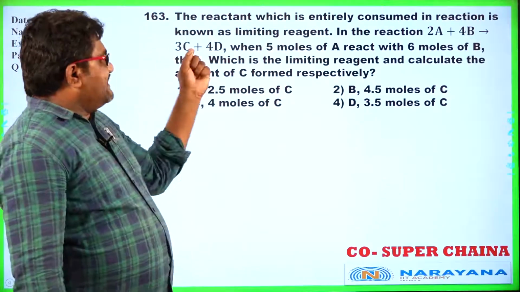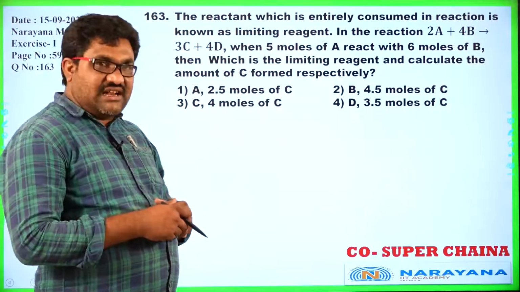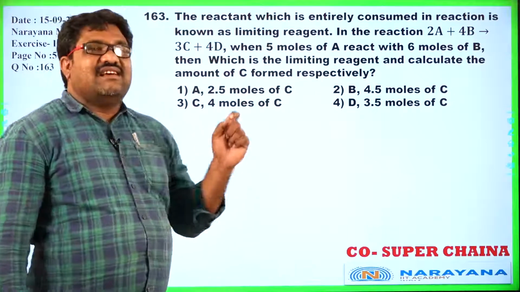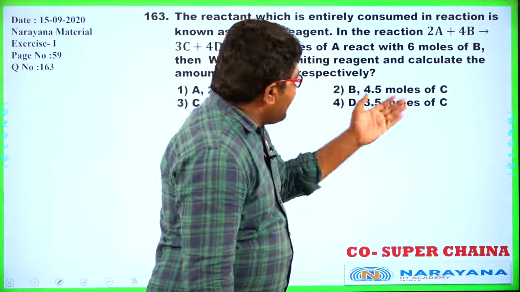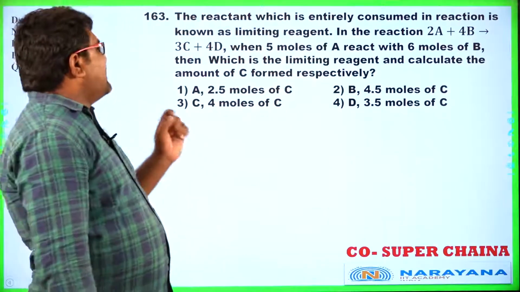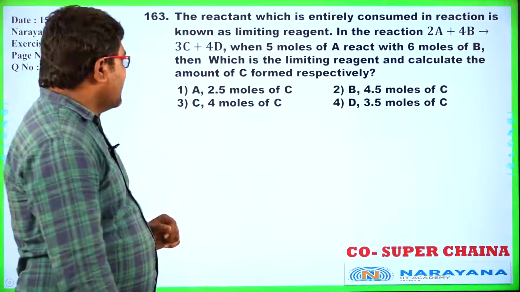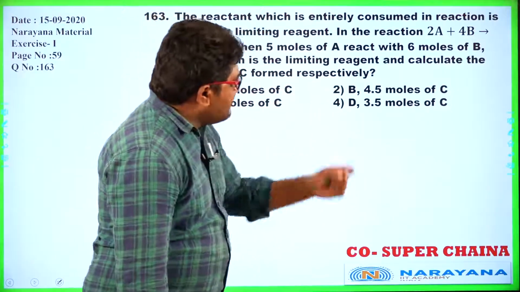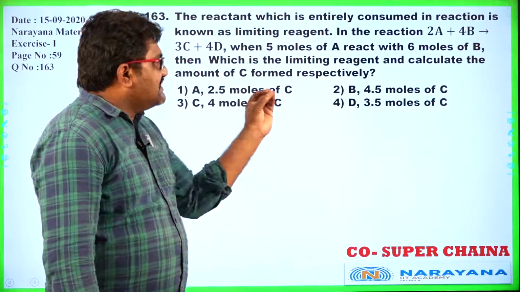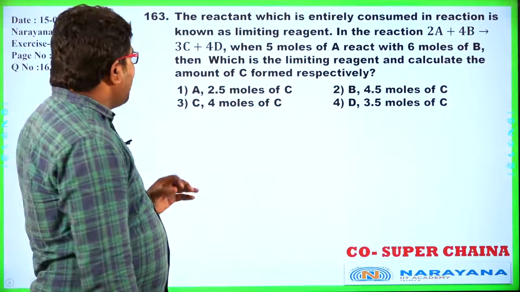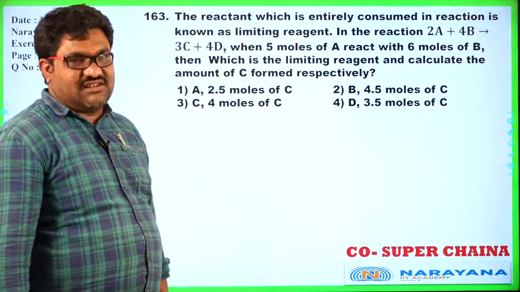The reactant which is entirely consumed in a reaction is known as the limiting reagent. So in the reaction, 2A plus 4B gives rise to 3C plus 4D. When 5 moles of A react with 6 moles of B, then which is the limiting reagent, and calculate the amount of C formed in the above reaction.